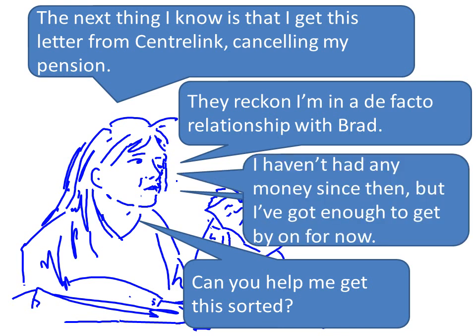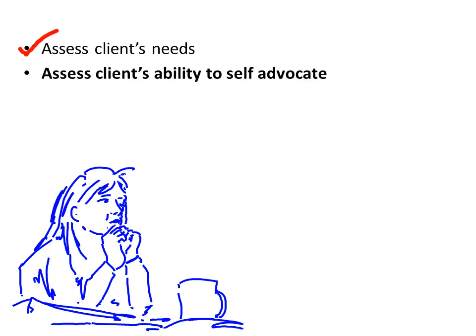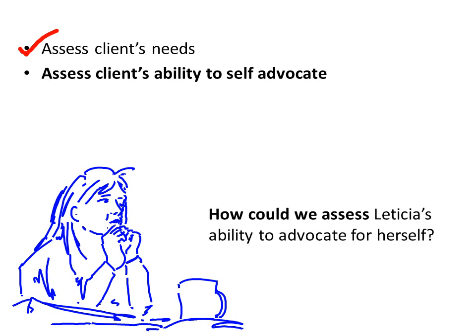And she hasn't had any money in the meantime. The process is, we assess what their needs are. Okay, that's obvious, she's not getting any money, she thinks the rule is unfair. We can check by her mannerisms, by who she is and how she acts, whether she could advocate for herself. So I'll put the question to you, how do you think we could advocate?